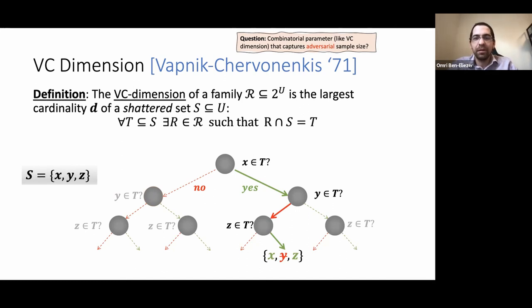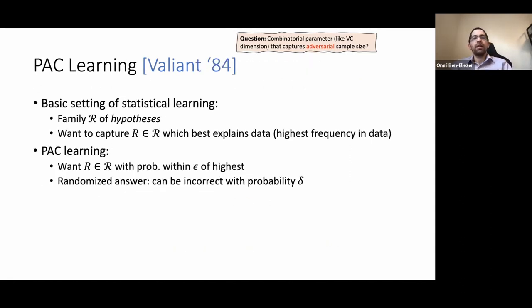You might have seen in the past other definitions that don't look at trees, but this is a tree-based definition. What's nice about VC dimension is that there are many important concepts in computational geometry, in statistics, and maybe most importantly in PAC learning that involve the VC dimension.